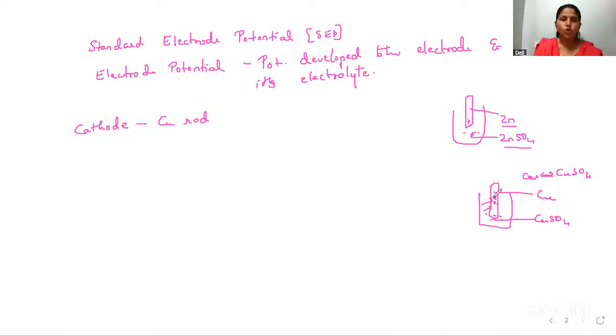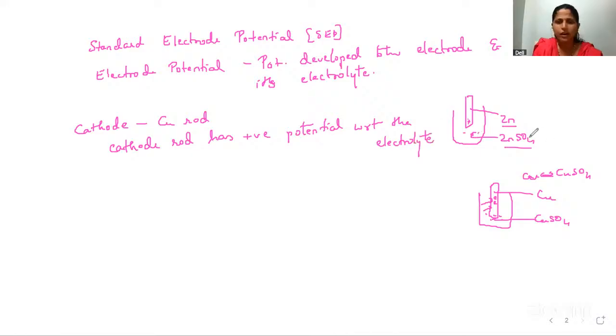Positive charge is getting deposited on the cathode rod, correct? Therefore, we can say the cathode rod has positive potential. The cathode rod has positive potential with respect to the electrolyte. Is that point clear? With respect to the electrolyte. Come back to the zinc rod.